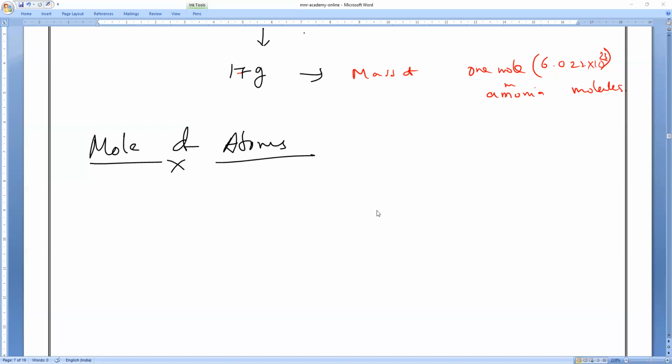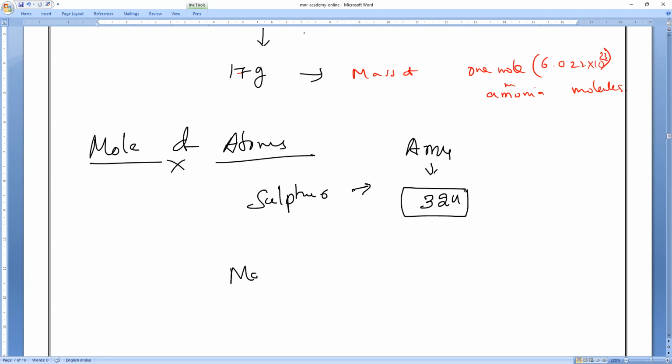Now, mole of atoms. Let us see, that is very, very important. For example, sulfur. We all know sulfur. What is the atomic mass of sulfur? Atomic mass is 32 u. Will you all agree with me? So now, what is the molar mass of sulfur?